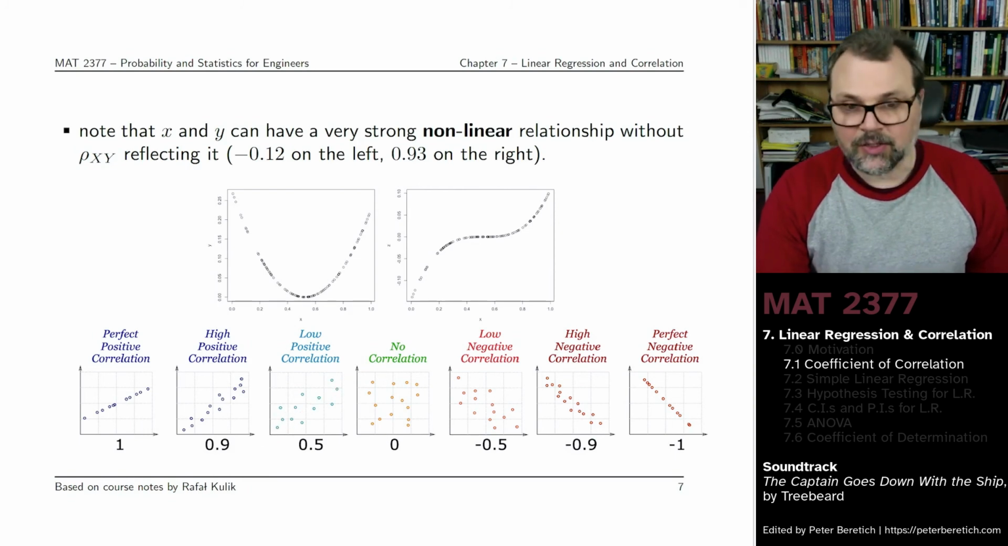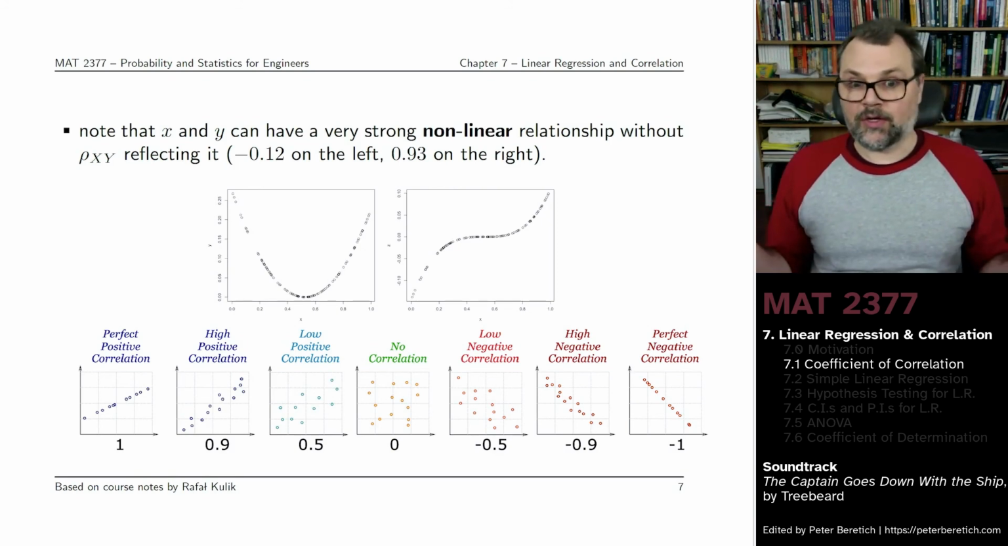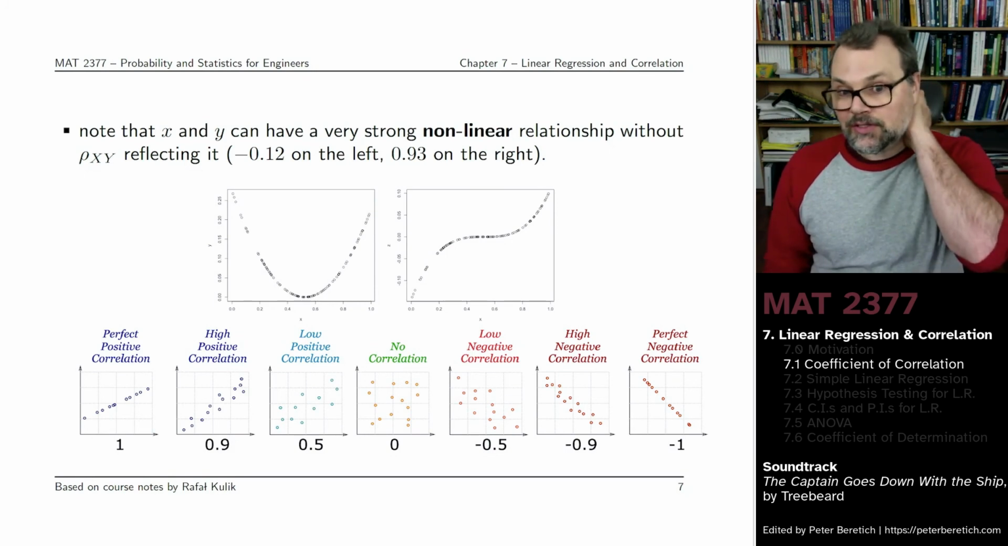By the time you get to a correlation of 0, this is one of the ways in which you can get a correlation of 0. It's just a diffuse cloud. No preferred trend, no preferred direction. Just looks like a blob.